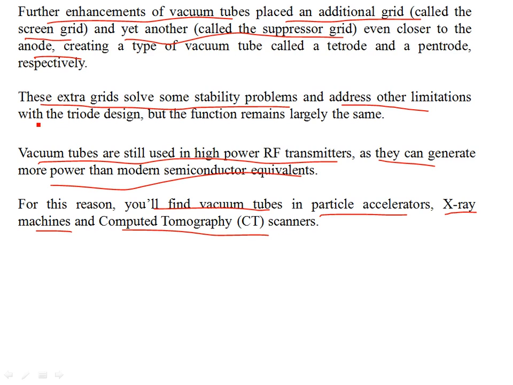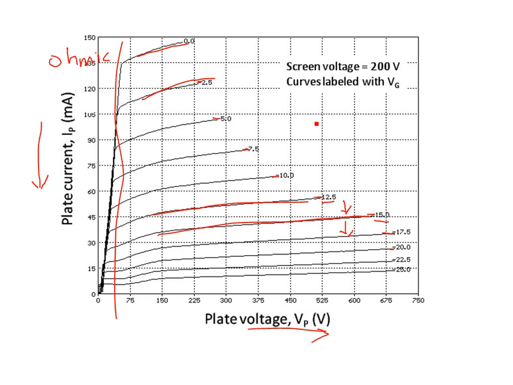But just like within a triode design, the function largely remains the same. So the IV characteristics are largely the same. For example, over here the screen voltage is given as 200 volts, but that is how the characteristic curves are, and they look very similar to bipolar junction transistors or JFETs.